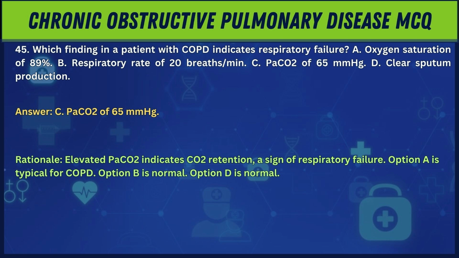45. Which finding in a patient with COPD indicates respiratory failure? A. Oxygen saturation of 89%. B. Respiratory rate of 20 breaths/min. C. PaCO2 of 65 mm of mercury. D. Clear sputum production. Answer: C. PaCO2 of 65 mm of mercury.